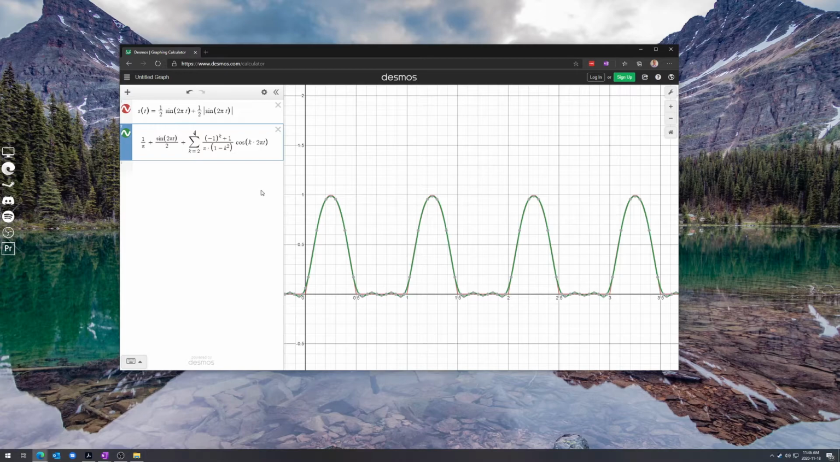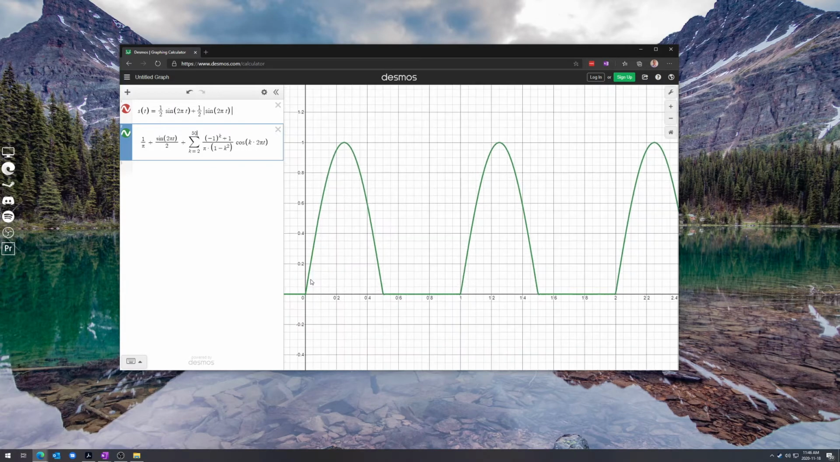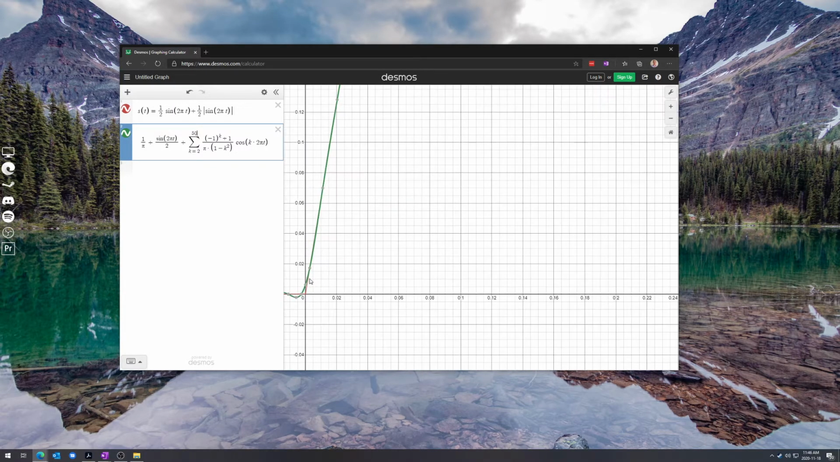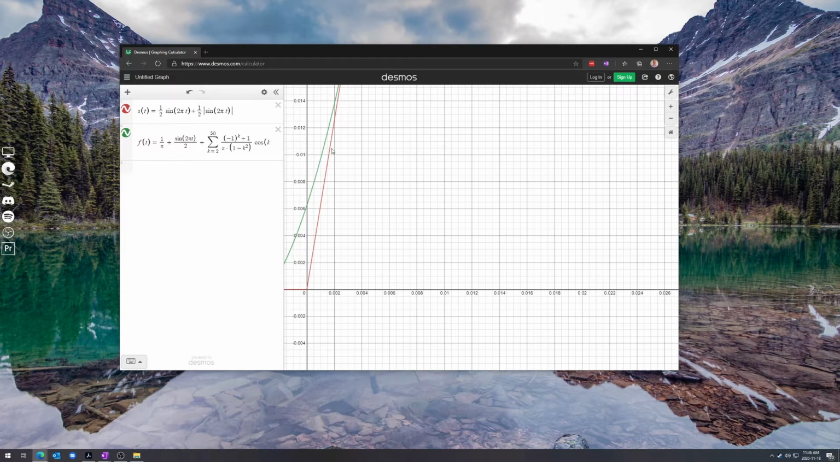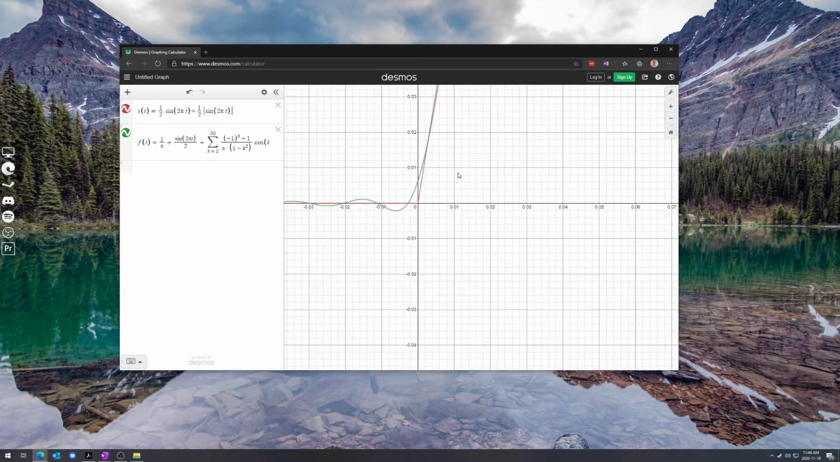Watch what happens when I jump to include all the way up to the 50th harmonic. And suddenly, indistinguishable from our half-wave rectification of a sine wave. In fact, I'd probably have to zoom quite a long ways in to see any sort of deviations here. That is how close our Fourier series is to the actual rectification, simply by including up to the 51st harmonic.